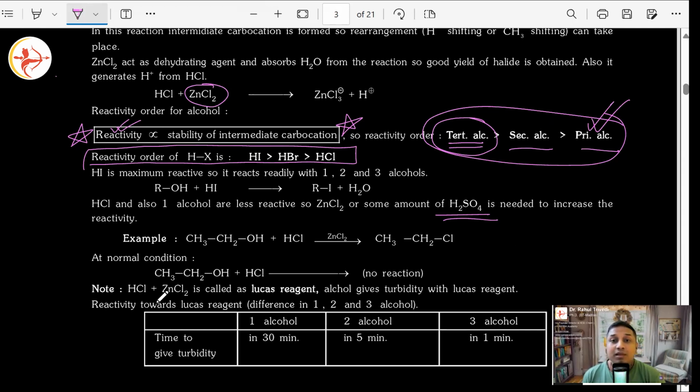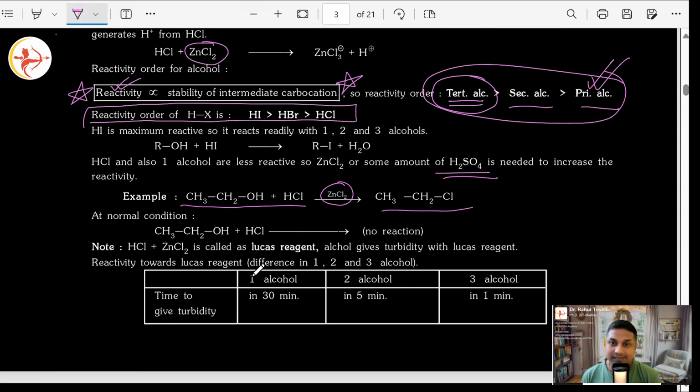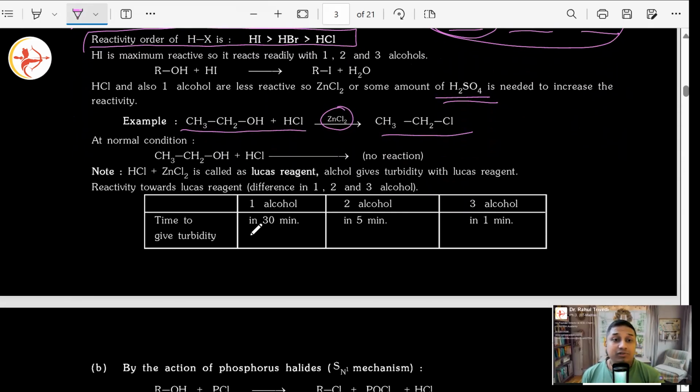Are we good? Yes. One example is given here. We use zinc chloride, then you get your final substitution product. Yes. Nice. Let's move on. At normal conditions, without zinc chloride, if you try these two fellows to react with each other, no reaction. Straight and simple. In fact, these two together, HCl and zinc chloride, are called Lucas reagent.